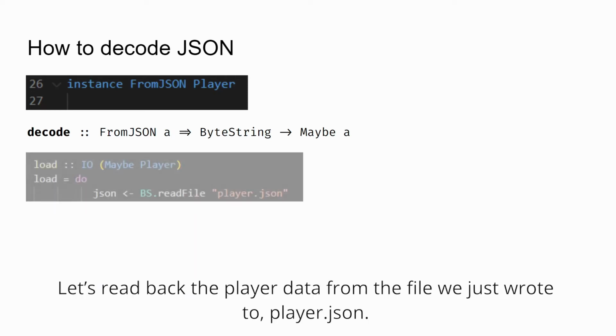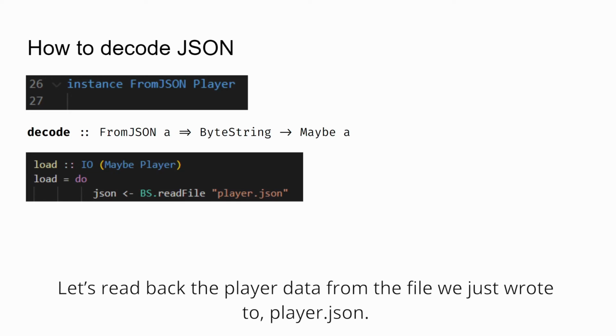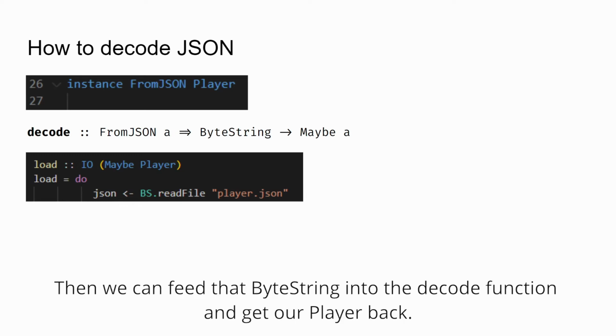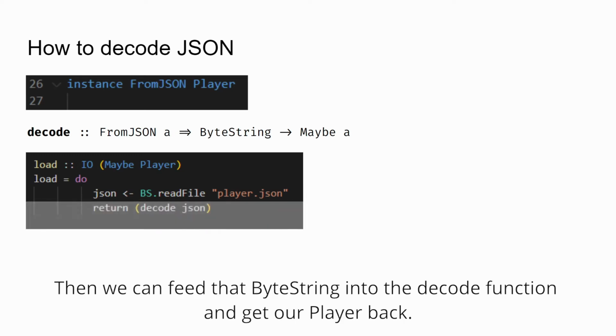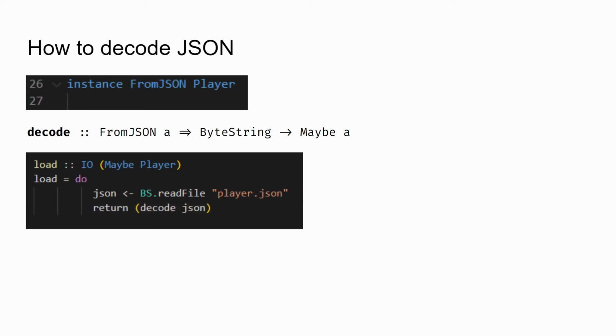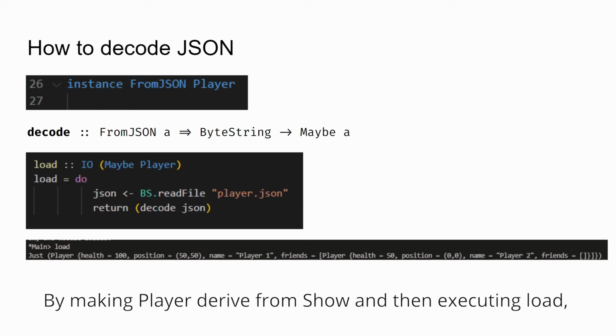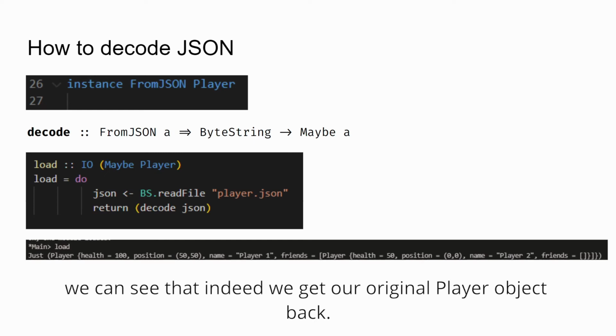Let's read back the Player data from the file we just wrote to player.json. We can once again use the Data.ByteString.Lazy module to read a file and get a byte string back. Then we can feed that byte string into the decode function and get our Player back. Making Player derive from Show and then executing load, we can see that indeed we get our original Player object back.